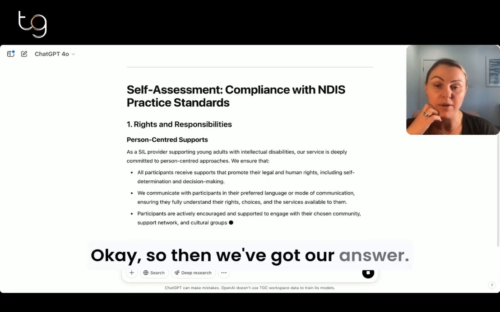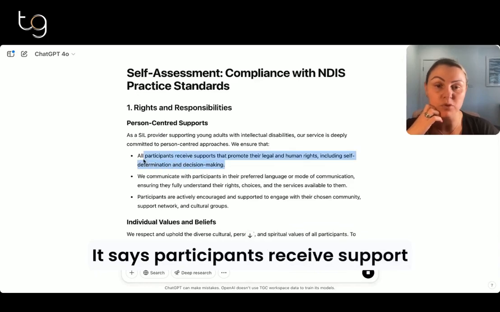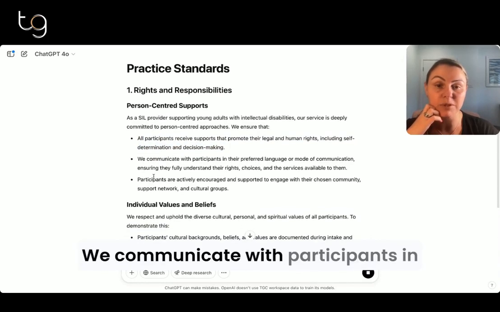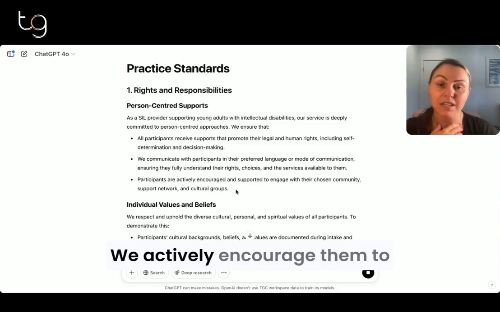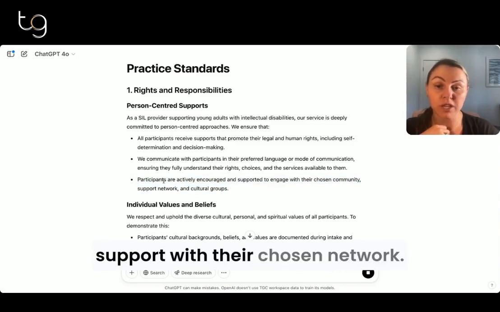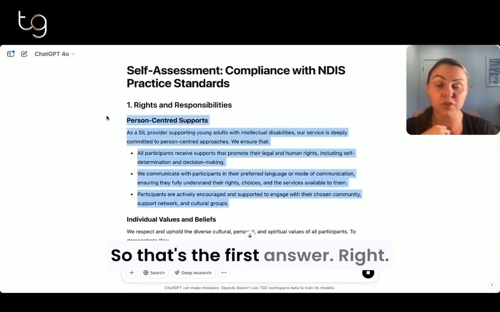Okay, so then we've got our answer. It says participants receive support that meets their human needs. We communicate with participants in their mode of communication. We actively encourage them to engage with their chosen network. So that's the first answer, right?